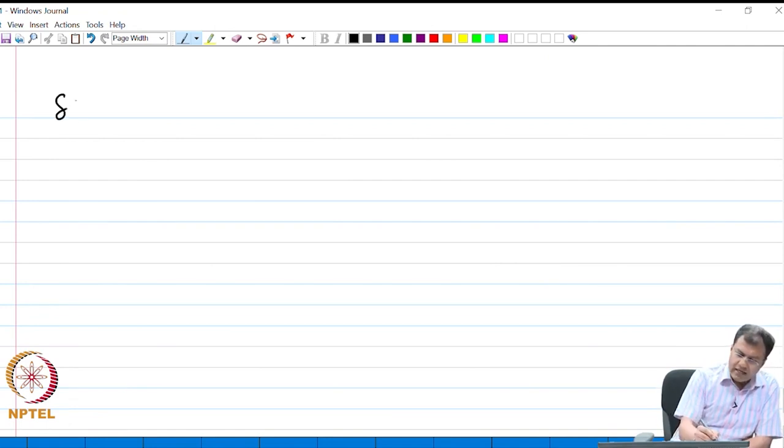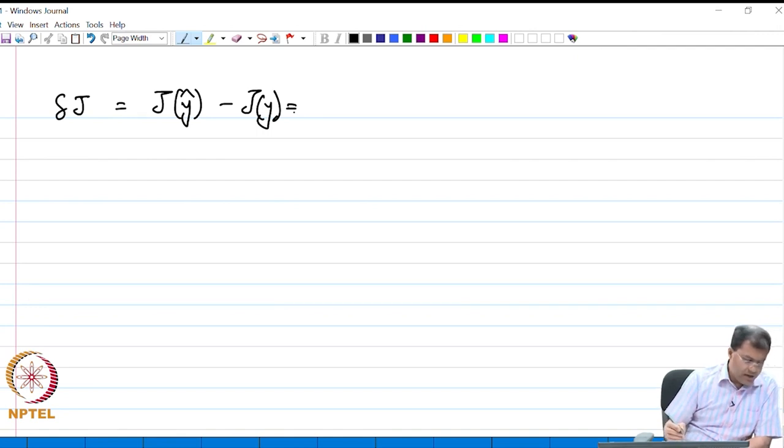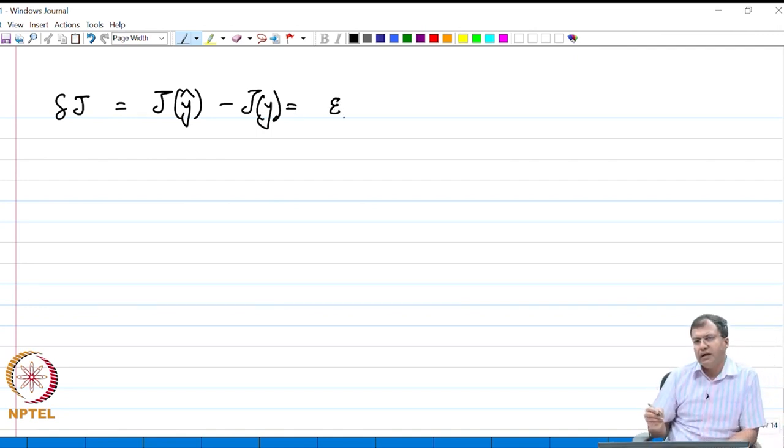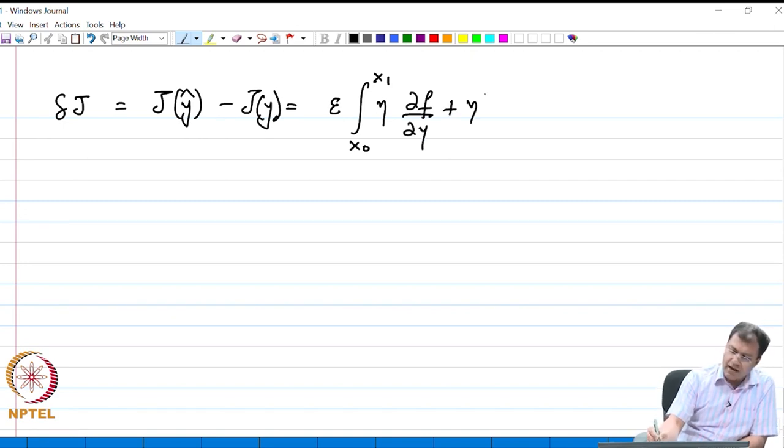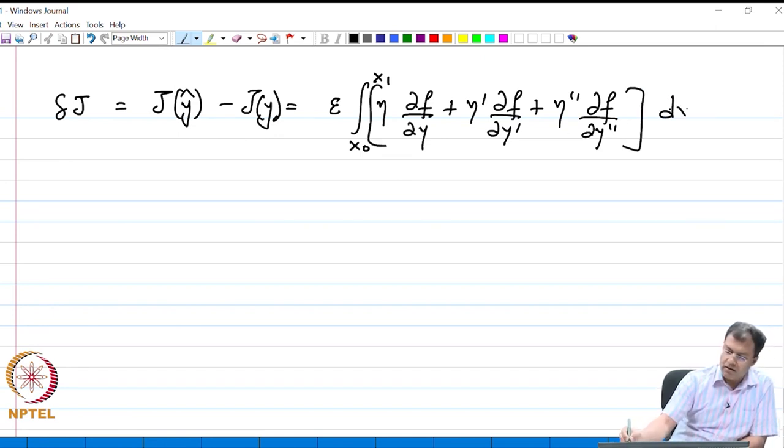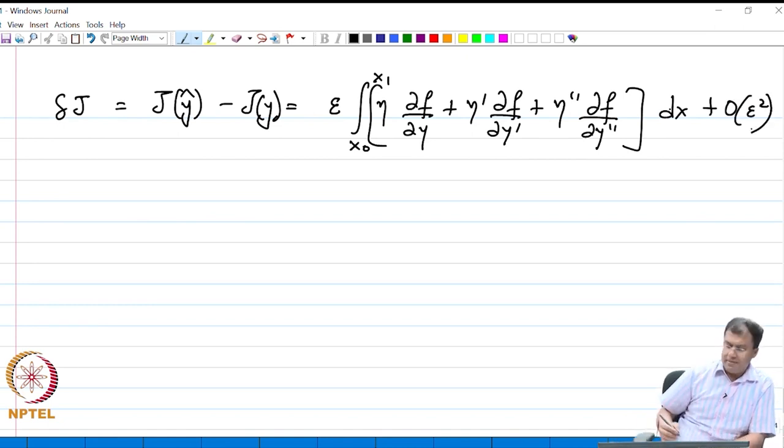Which means that my variation in the functional, which is J of y hat minus J of y, will be the necessary integration, and after plugging in the values of the integrand via the Taylor series, we get that up to first order, the right hand side becomes the integral from x0 to x1 of eta del f del y plus eta prime del f del y prime plus eta double prime del f del y double prime, right, times dx plus order epsilon square terms, right.